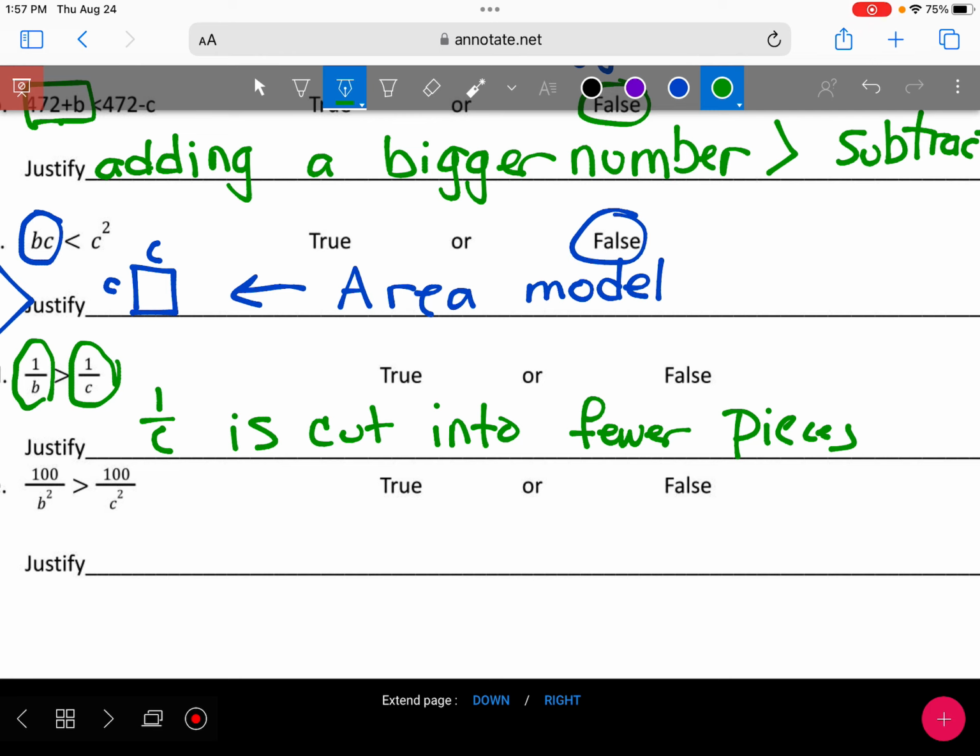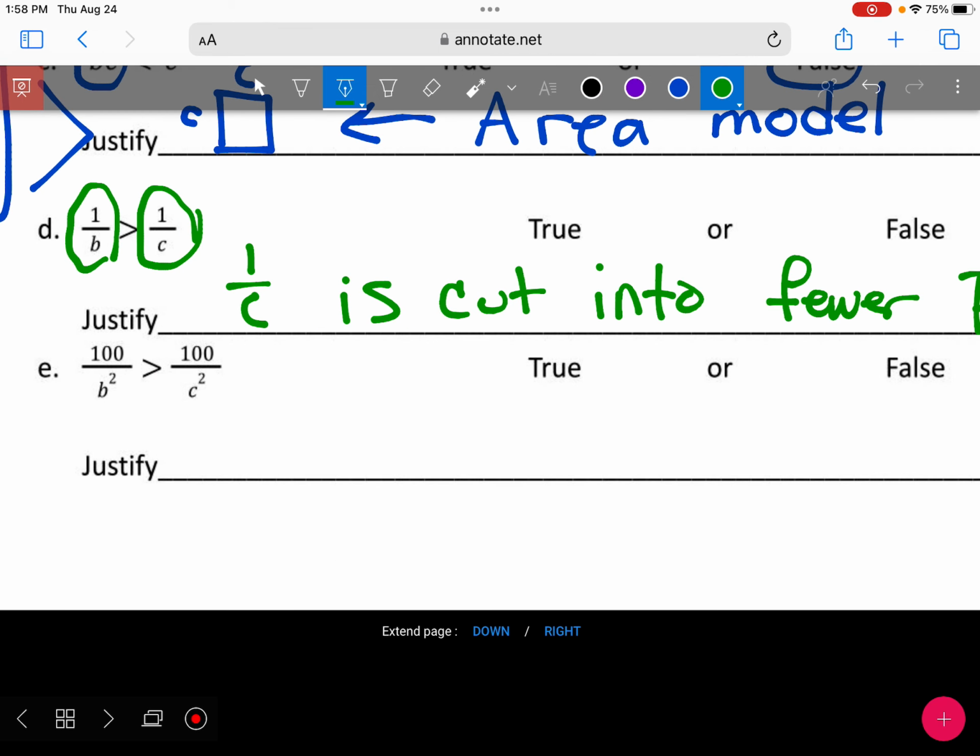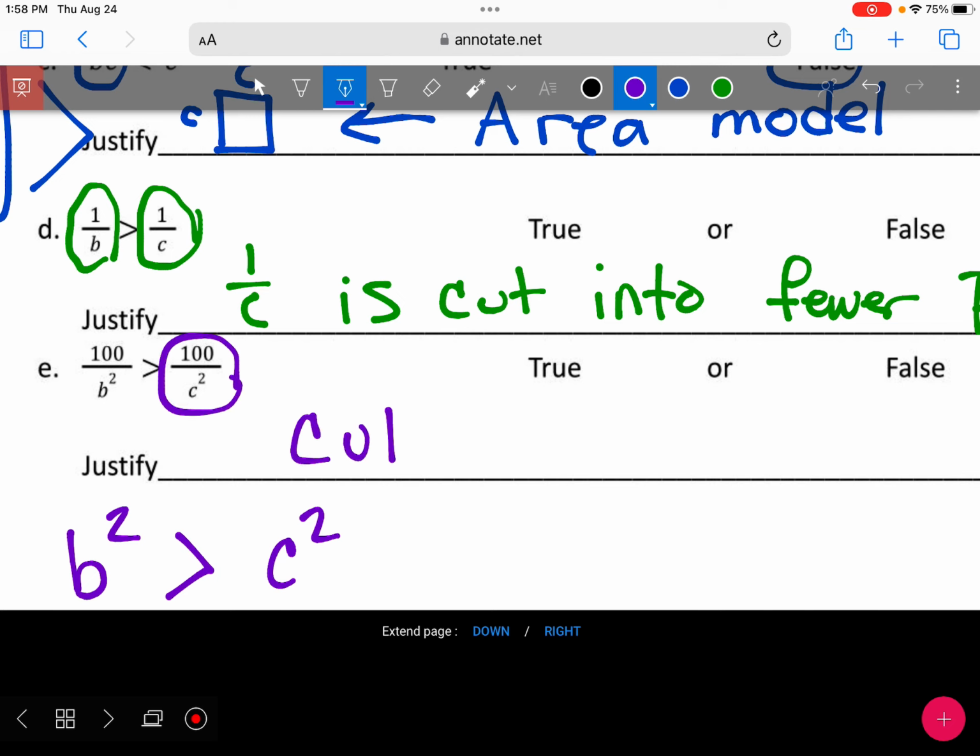All right, the bottom one is very, very similar. It just looks really scary because we've got squares, we've got fractions, things look gross. Same kind of vibe. Which one's going to be bigger, B squared or C squared? Just the B squared or the C squared, which one's bigger? B squared's bigger, which means of the fractions, which one's bigger? Yeah, this one, again, it's cut into fewer pieces.